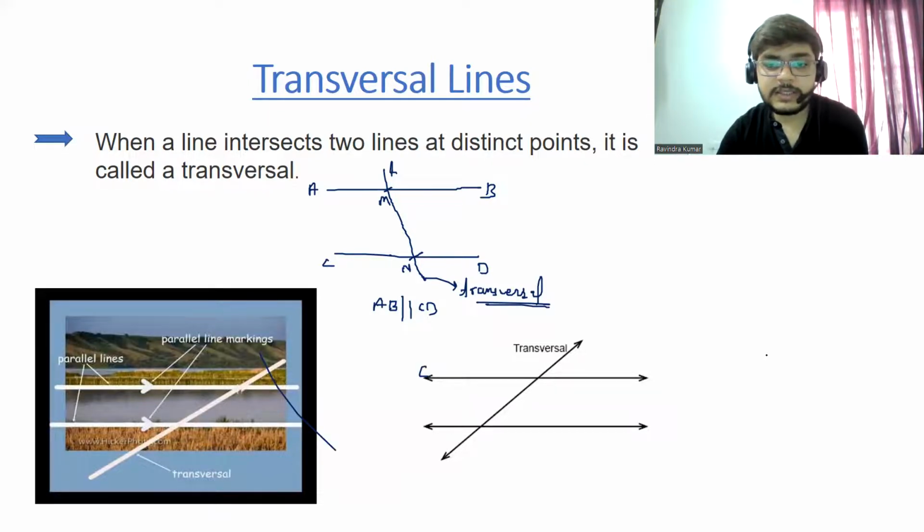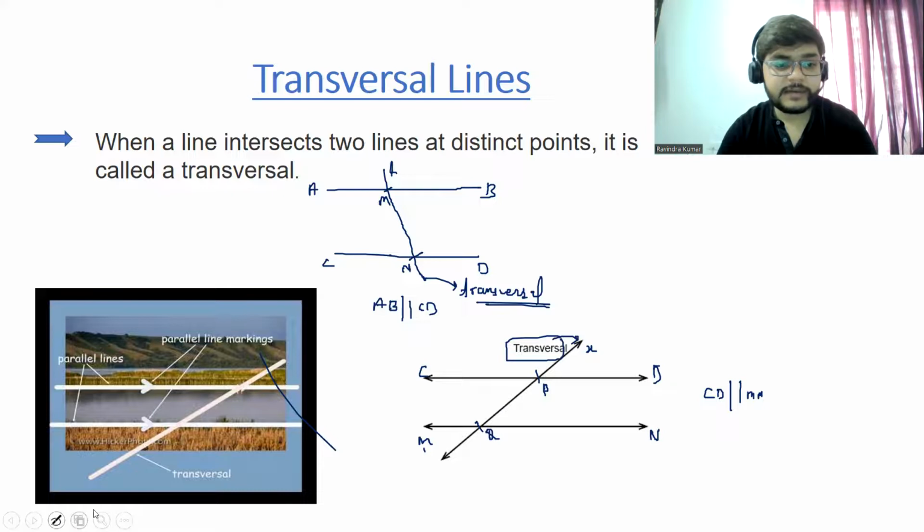Let's say this is C, this is D, this is M, this is N, and this is X. So CD is parallel to MN. It is obvious, right? CD is parallel to MN. And a line X is intersecting CD at P and MN at Q respectively. So we can say the line X is our transversal. It is easy to understand, right?